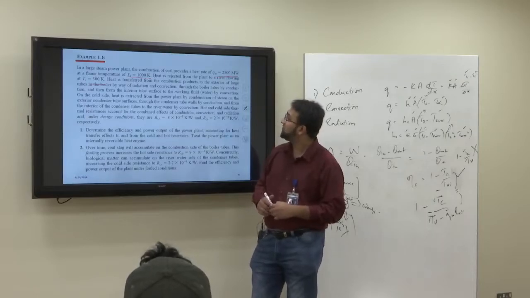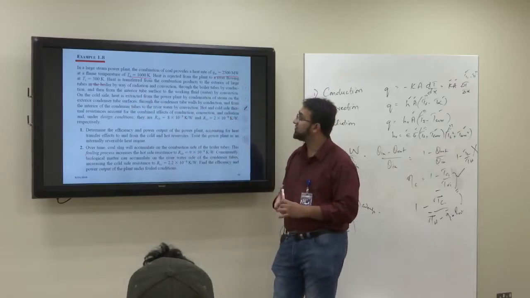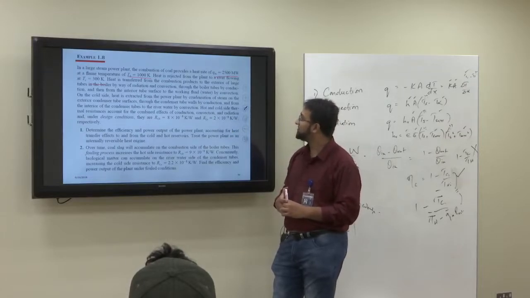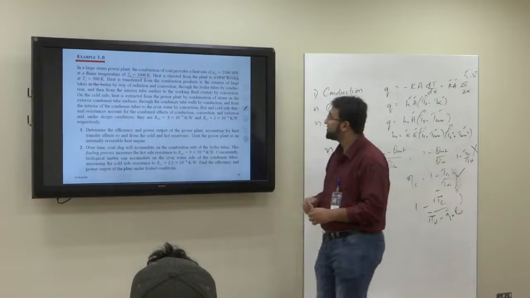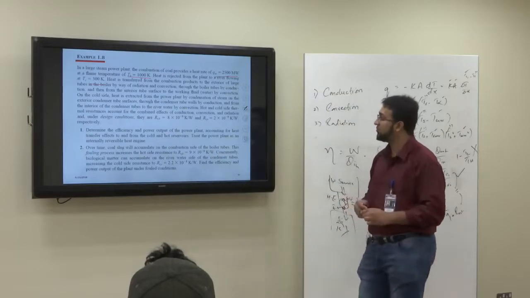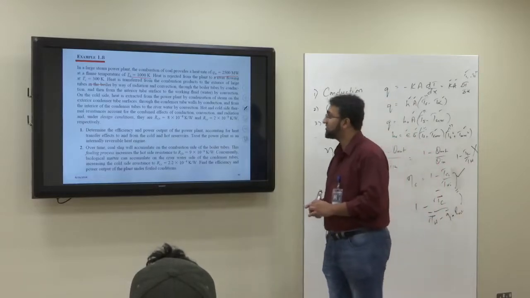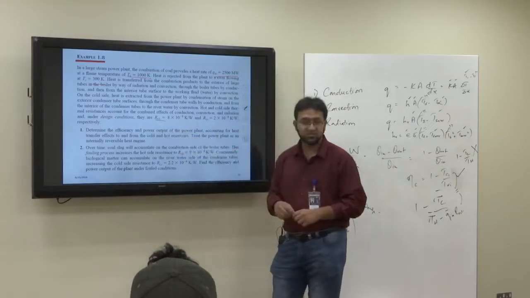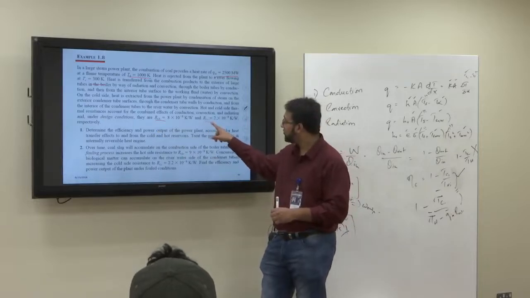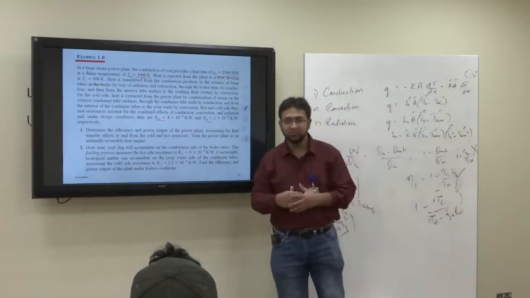Heat is transferred to the exterior of large tubes in the boiler by way of radiation and convection, through the boiler tubes by conduction, and then from the interior tube surface to the working fluid by convection. On the cold side, heat is extracted from the power plant by condensation of steam on the exterior condenser tube surfaces, through the condenser tube walls by conduction, and from the interior of the condenser tubes to the river water by convection. Hot and cold side thermal resistances account for the combined effects of conduction, convection, and radiation, and under design conditions they are given. So hot side resistance is given and cold side resistance is given, but here you have to use the total. It means hot side and cold side together.